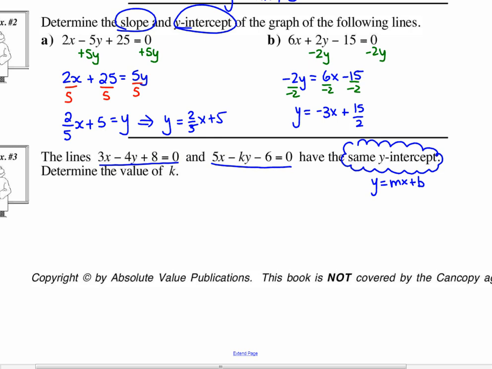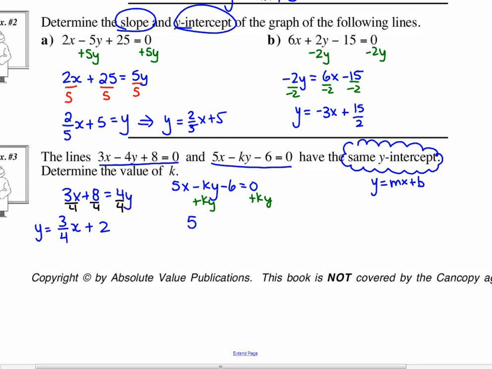Get y by itself. Okay? So you should have 3x plus 8 equals 4y. And then divide everything by 4. So 3/4 x plus 2, because 8 divided by 4. We divide everybody by 4. Okay, that's the first one. Second guy, this is where it gets a little bit more interesting. Add ky to the other side. So I have 5x minus 6 equals ky. Then divide everybody by k.